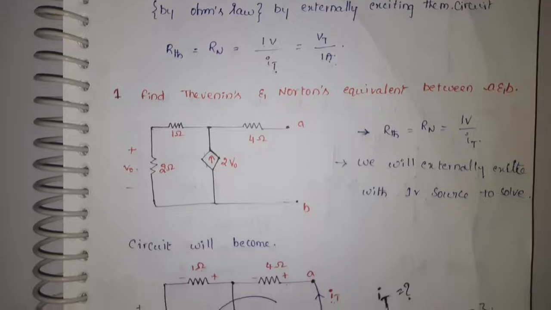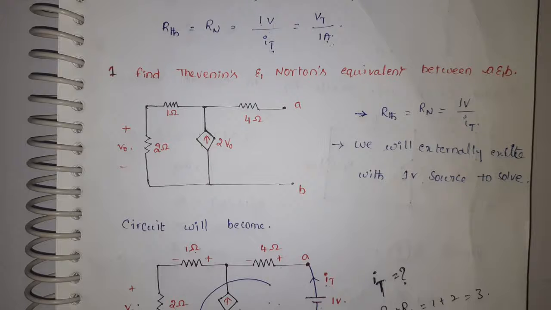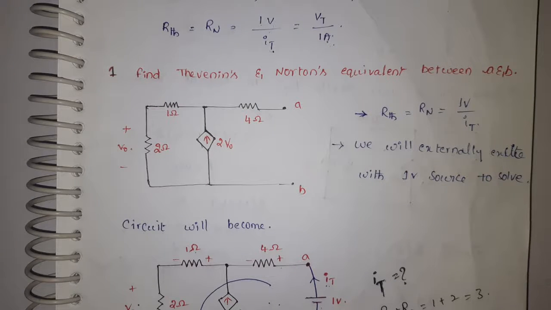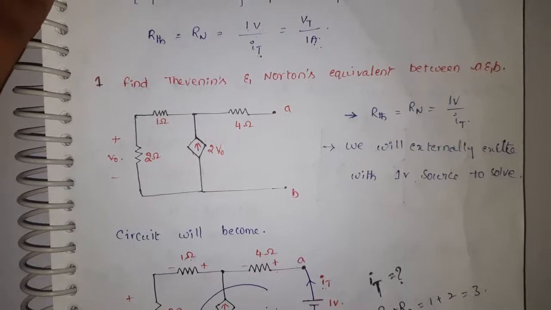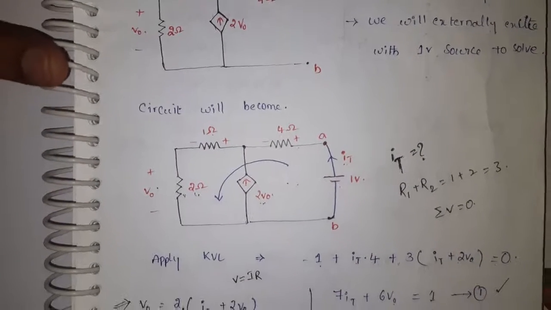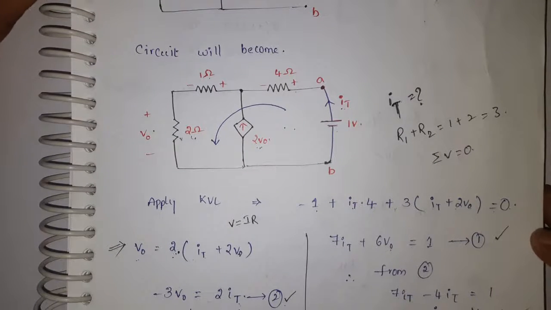Find the Thevenin's and Norton's equivalent between terminals A and B. This is the circuit we have got in the example problem, and we are going to find the RTH value. First we will externally excite this circuit with a 1 volt voltage source. RTH will be 1 volt by IT. The circuit will become like this when we excite it with a 1 volt voltage source externally.